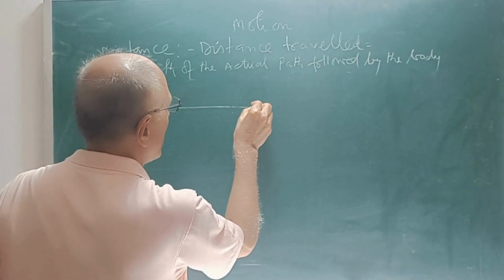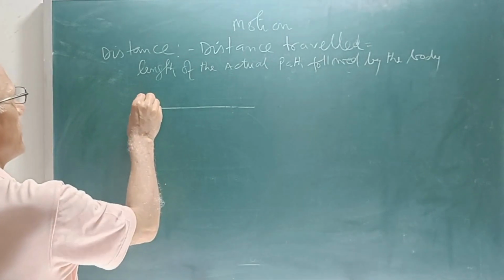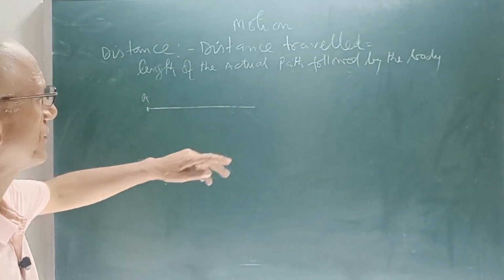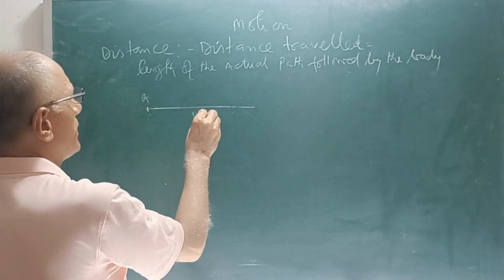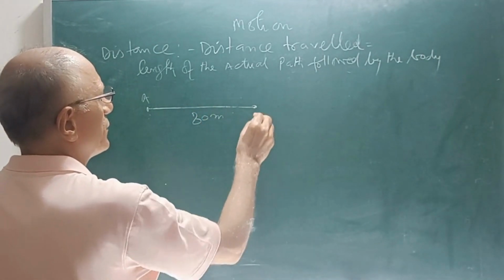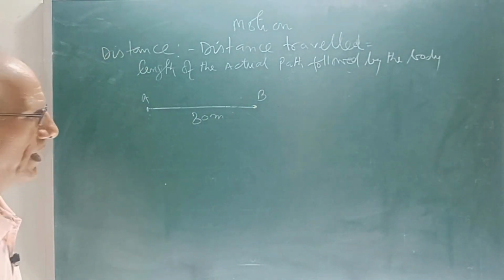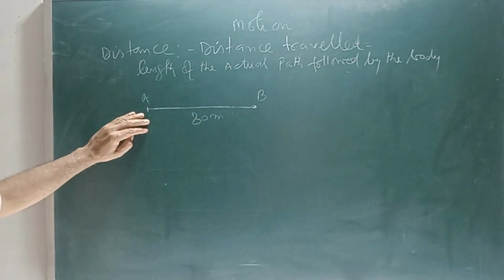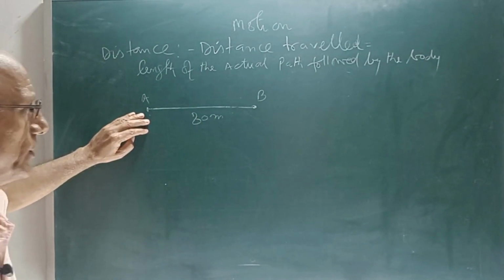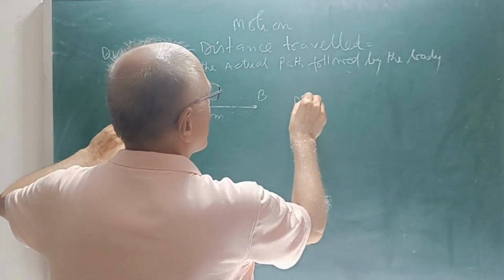Suppose a child is asked to go to the market, which is 80 meter away from his house, and finding the market closed, he just returned to his house. So what is his displacement?